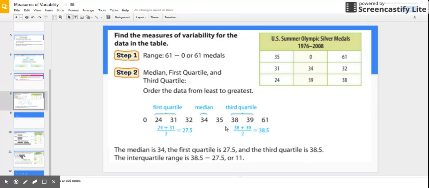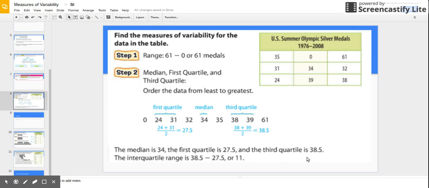All right, so let's take away the first, take away the last, take away the second to last. Okay, we're stuck here in the middle again. 38 plus 39 divided by 2 gets you 38.5. So your median of the whole thing is 34. First quartile is 27.5, and the third quartile is 38.5.